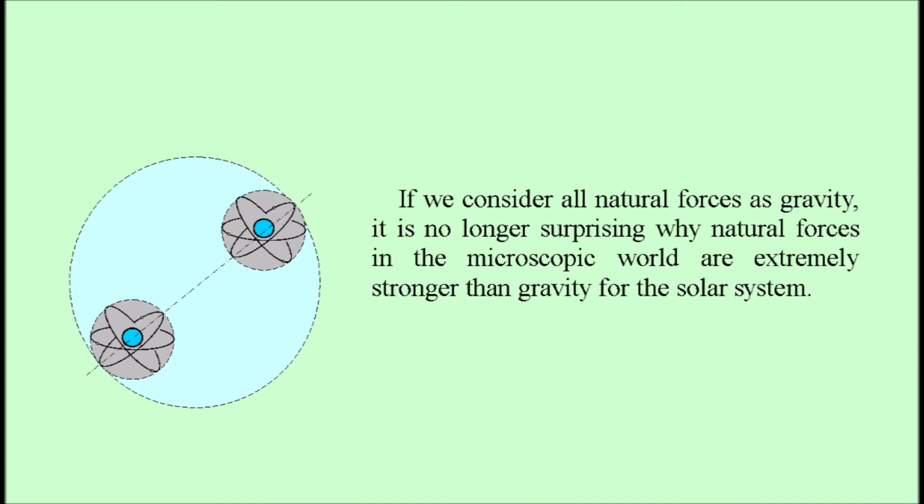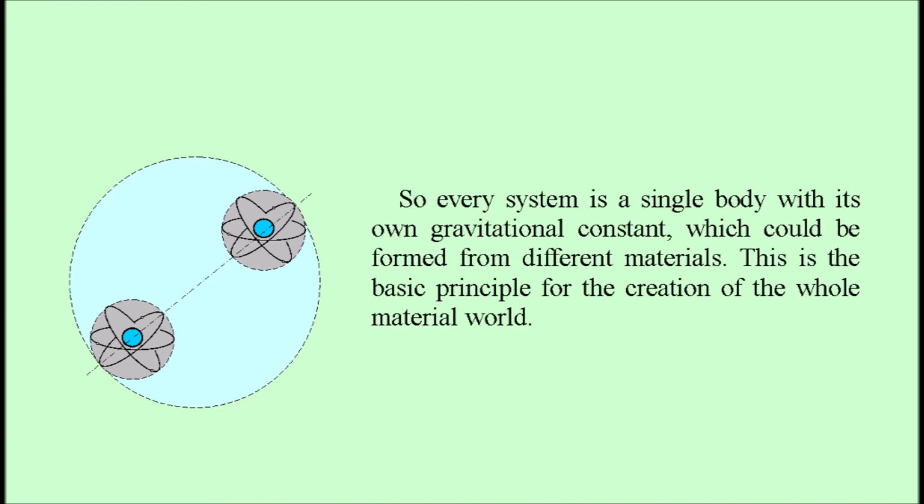If we consider all natural forces as gravity, it is no longer surprising why natural forces in the microscopic world are extremely stronger than gravity for the solar system. So every system is a single body with its own gravitational constant, which could be formed from different materials. This is the basic principle for the creation of the whole material world.